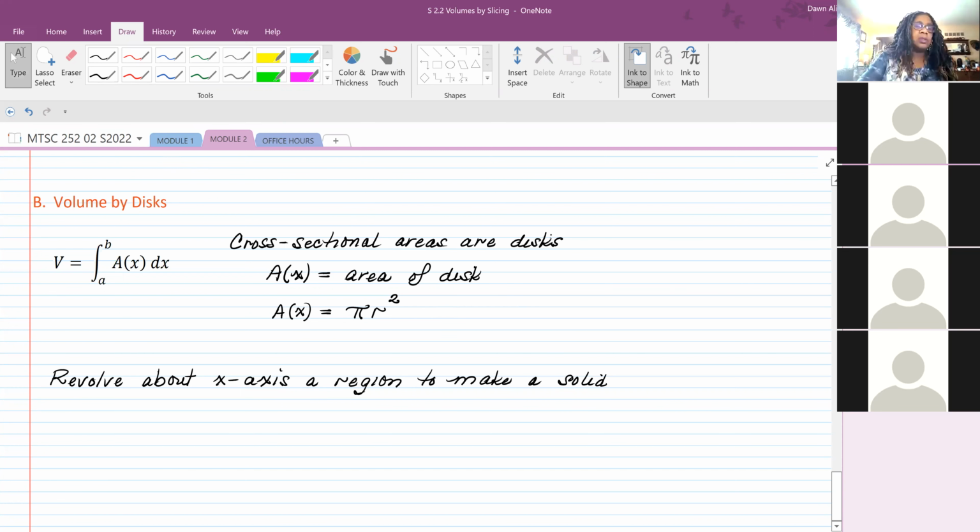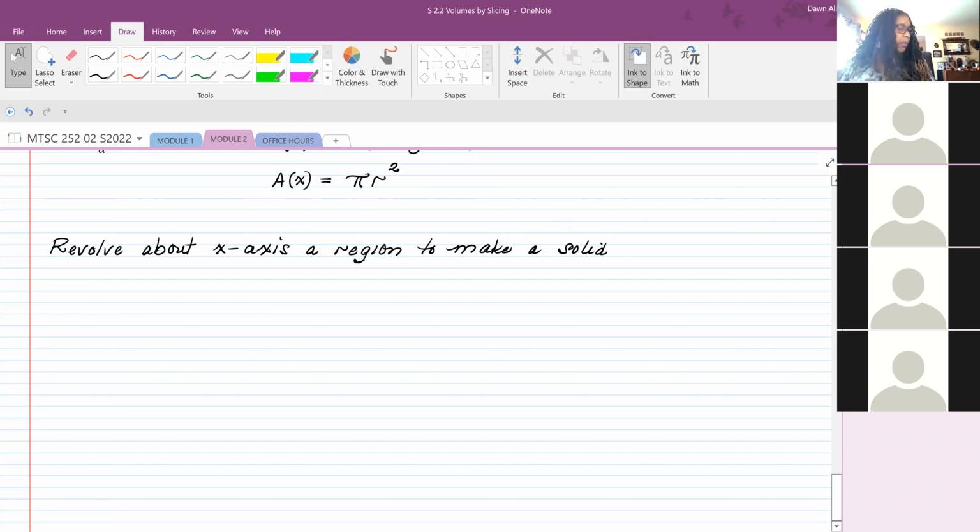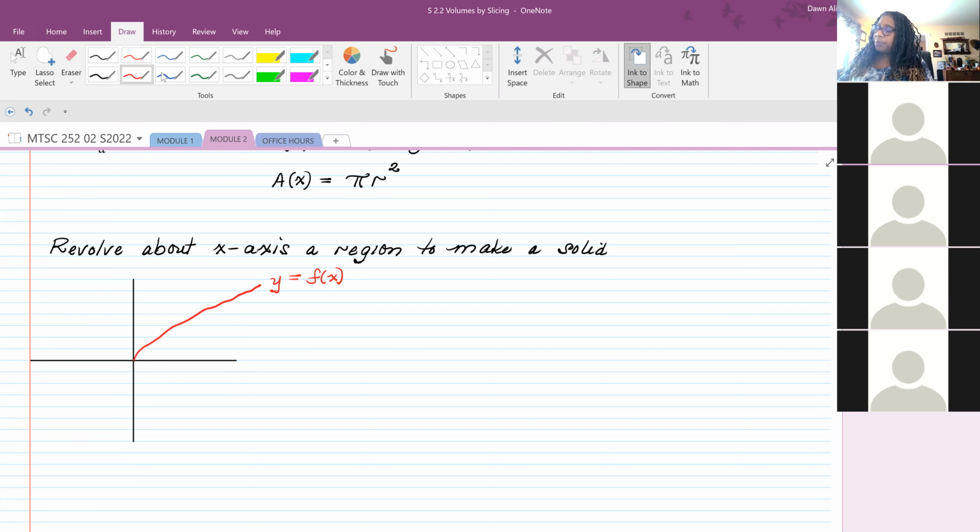Okay, so we have something that looks like this. Here's my y equals f of x, and I want to look between x equals a and x equals b. And I want to revolve this thing.